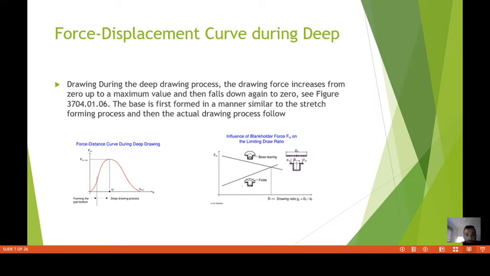Force displacement curve during the deep drawing process. The drawing force increases from 0 up to a maximum value and then falls down again to 0. See figure 3704.01.06. The base is first formed in a manner similar to the stretch forming process, and then the actual drawing process follows. Here the graph shows us the force effects on the material. You can see the changes in this graph.